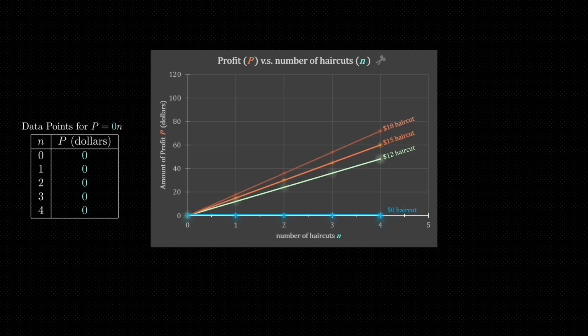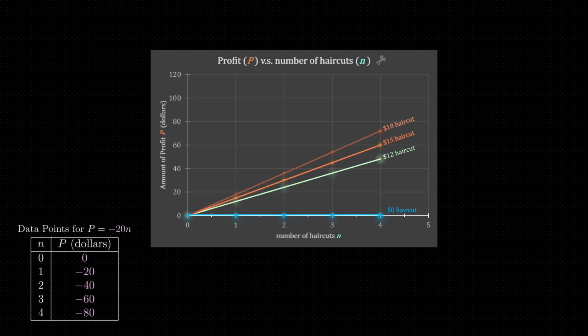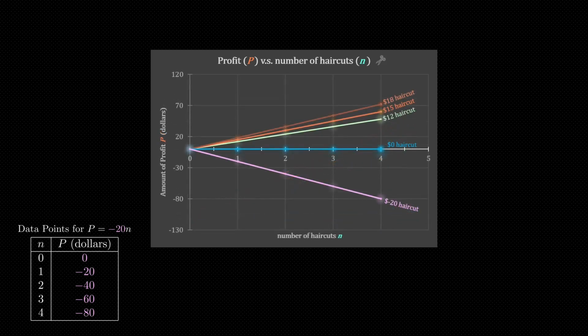We can even try a negative cost, where we pay our customers to let us cut their hair. Let's try negative $20, where we're paying each customer $20 for us to cut their hair. Here are the data points, and here's the graph. If you look at the vertical axis, you'll notice that we extend the axis down into the negative numbers to account for having negative values of p, and in pink is our line.